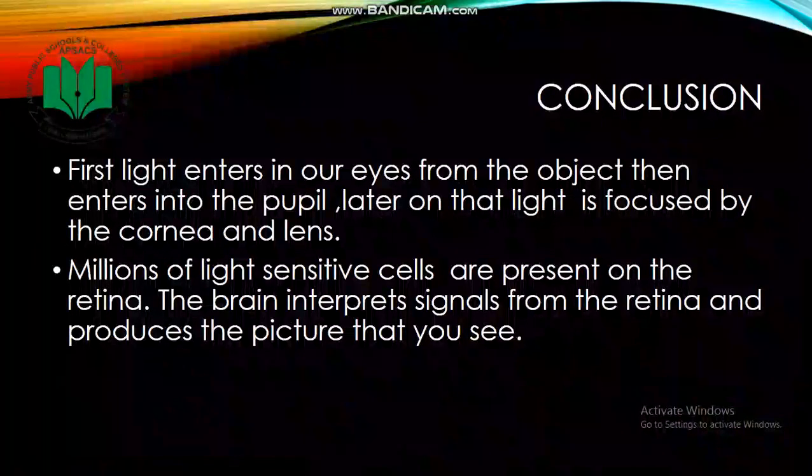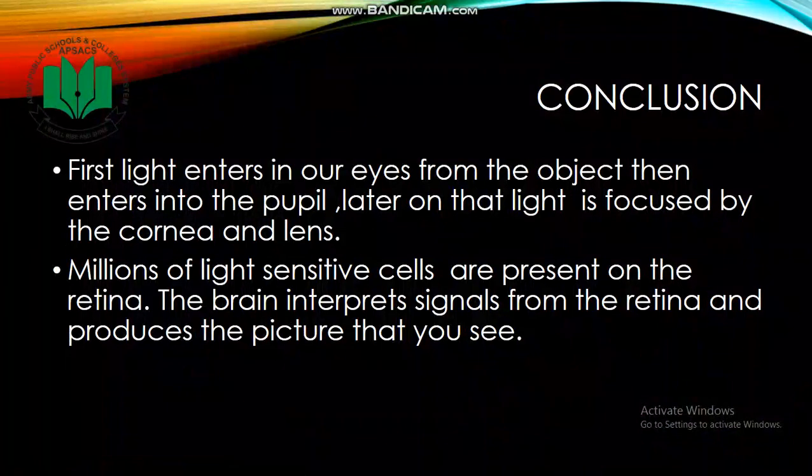Now I'm going to conclude this video. First, light enters our eyes from the object, then enters into the pupil. Later on, that light is focused by the cornea and lens. Millions of light-sensitive cells are present on the retina. The brain interprets signals from the retina and produces the picture that you see.